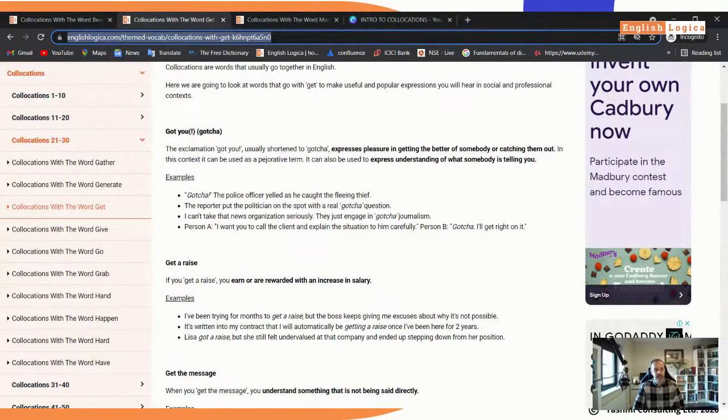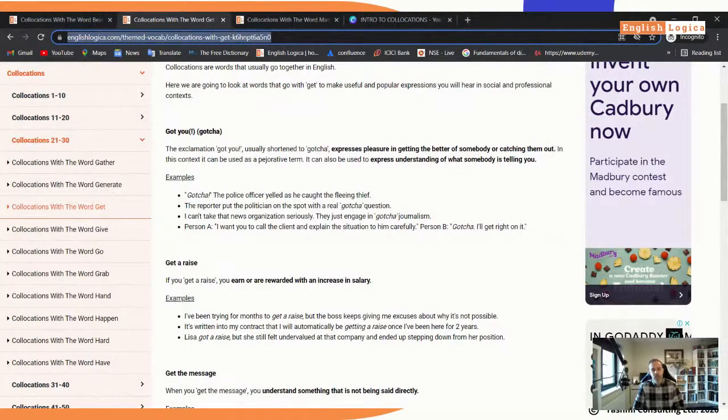So some examples. Gotcha, the police officer yelled as he caught the fleeing thief. The reporter put the politician on the spot with a real gotcha question. So remember that gotcha is just a spelling of got you, just combined and pronounced really fast. I can't take that news organization seriously. They just engage in gotcha journalism.